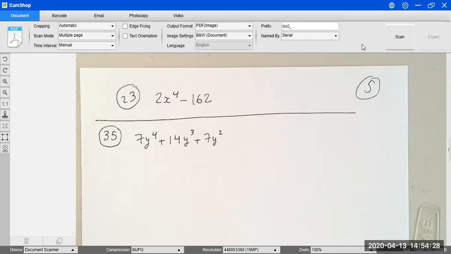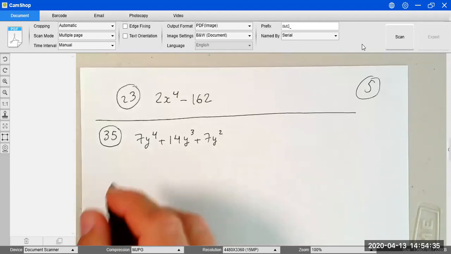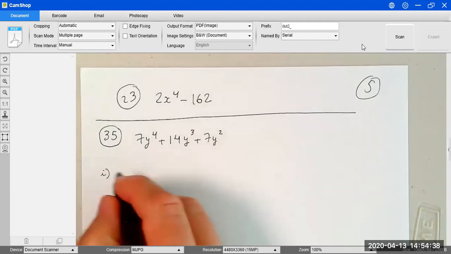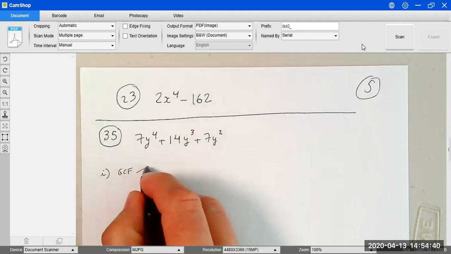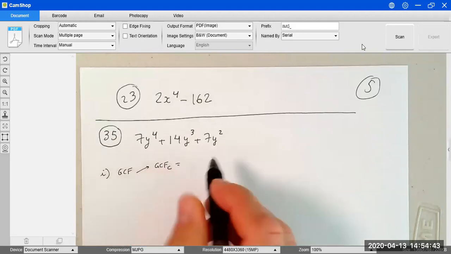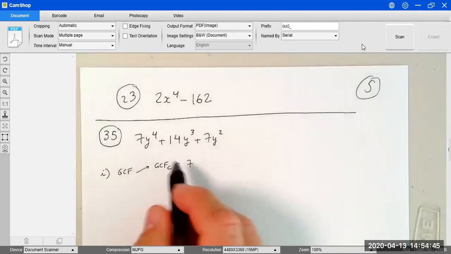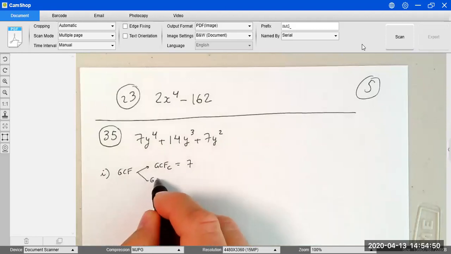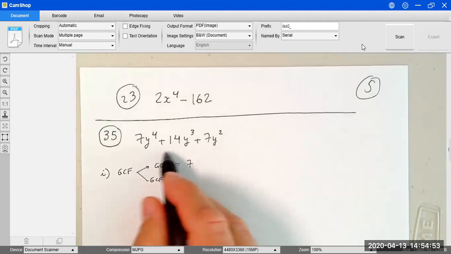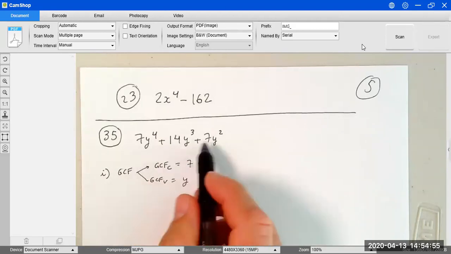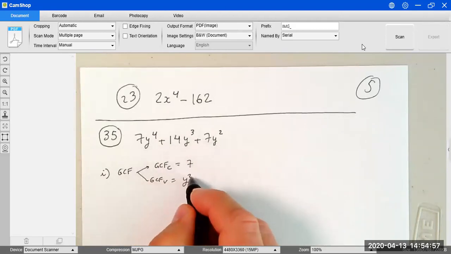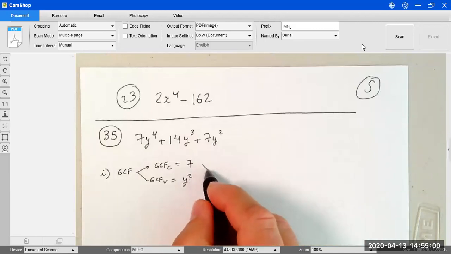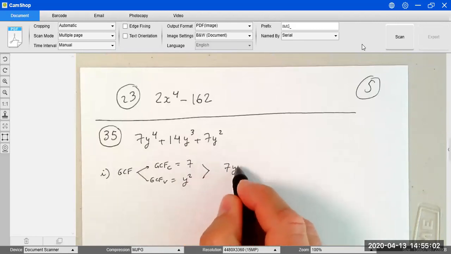Now we're going to solve problem 35. So we have 7y to the 4 plus 14y cubed plus 7y squared. So again, the first part is just trying to find the greatest common factor. For the coefficients, you can see that 7 works for all these three terms. And for variables, we have y appearing in all terms, and the lowest exponent is 2. So my greatest common factor then is 7y squared.